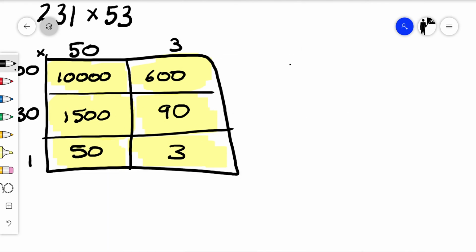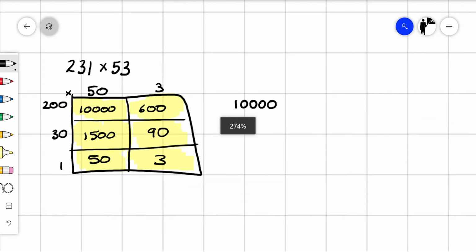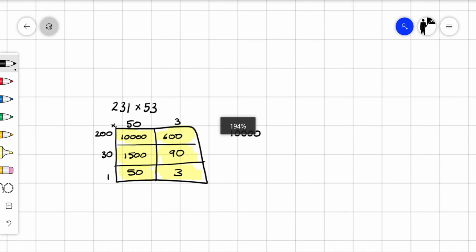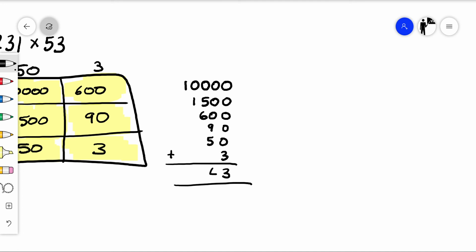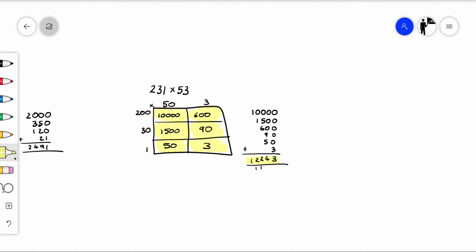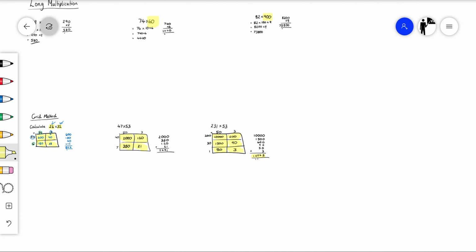Okay, so adding together, we've got 10,000. We've got 1,500. We've got 600. We've got 90, 50 and 3. So adding together we're going to have 3, this one here is going to be 14, 6 and 5 is 11, plus 1 is 12, 1 plus 0 is 1, plus the 1 is 2, and then 1. So my final answer is 12,243.